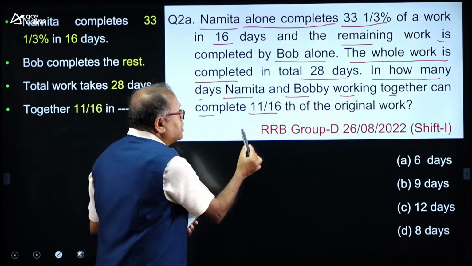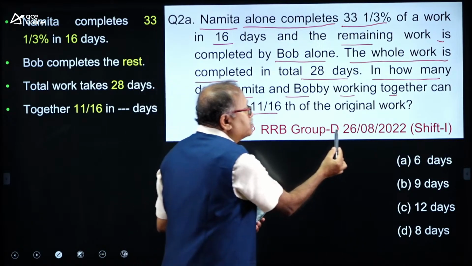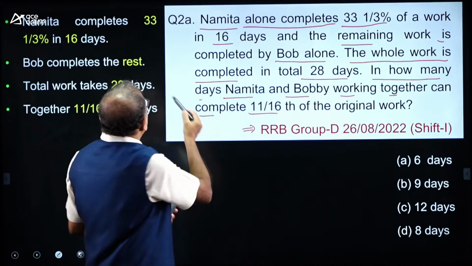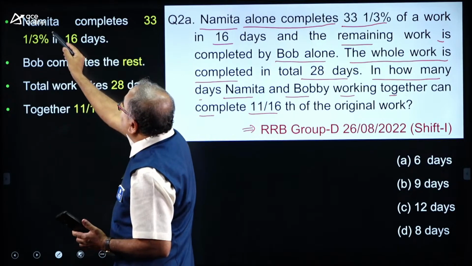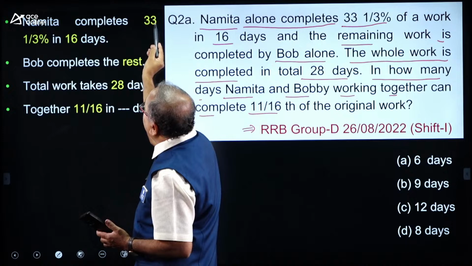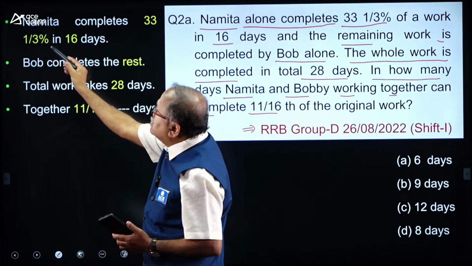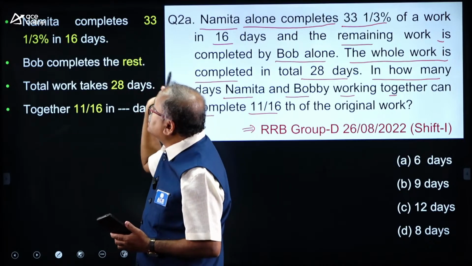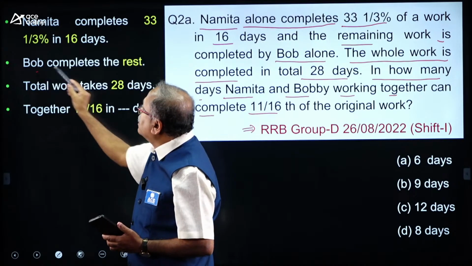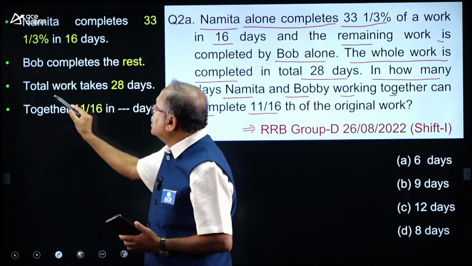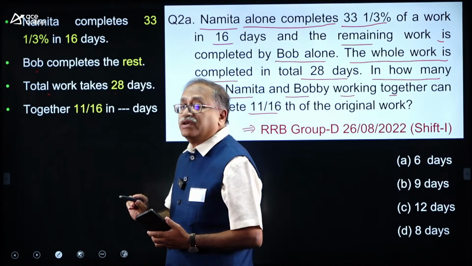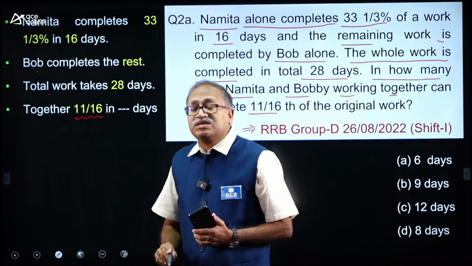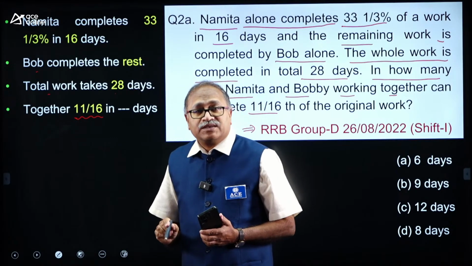Look at this one. I picked up the question from the RRB Group D examinations on this particular date. So, the gist is given over here. Namita completes 1/3 of the work, 33.33%, 1/3 of the work in 16 days. After that, B completed the rest of the work, and the total work is completed in 28 days. So, together they will complete 11/16 of the work in how many days?